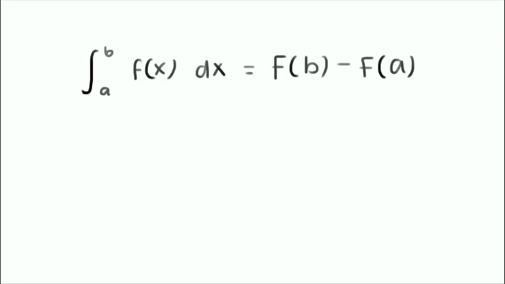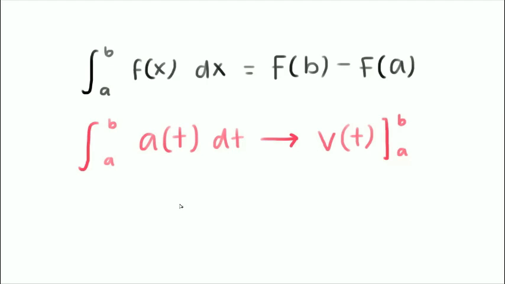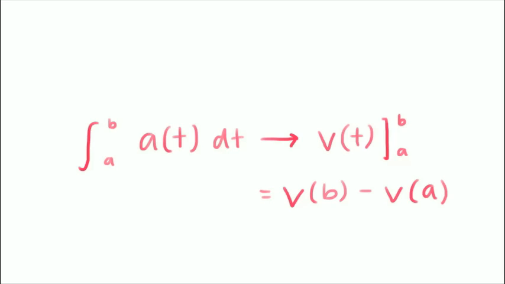And now let's look at the original equation before we rearranged it. For a more specific example, we can apply it to the acceleration function. So the integral of the acceleration function gives us the velocity function. If we evaluate the velocity function at the upper and lower limits and subtract them, this will give us the change in velocity. When we apply this to the velocity function, we get the final position minus the initial position, and this is the change in distance.